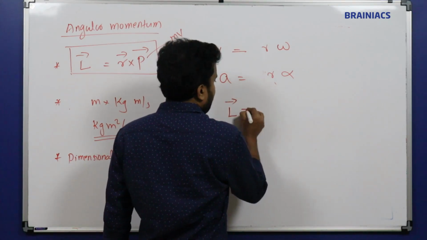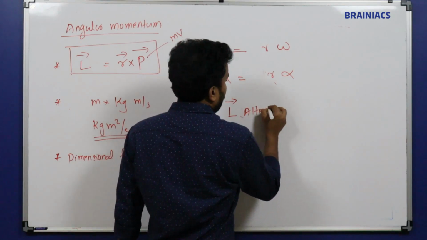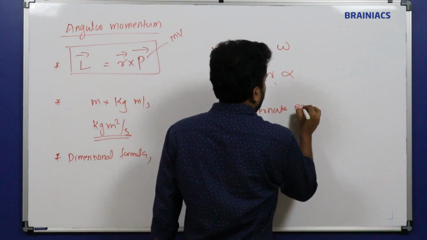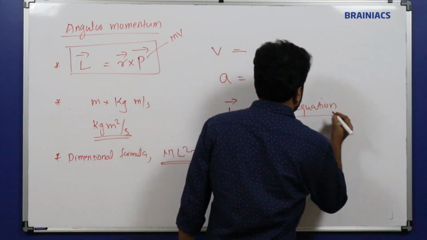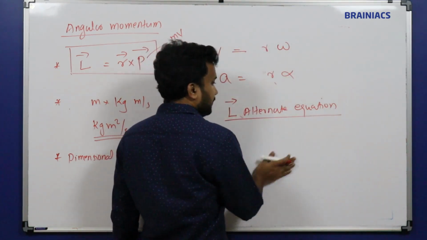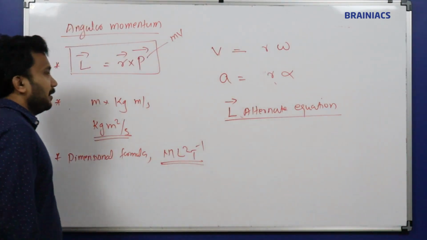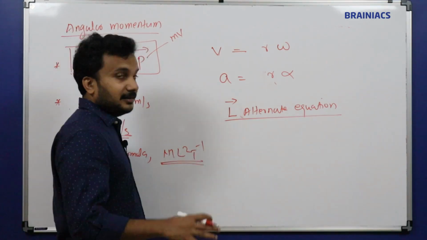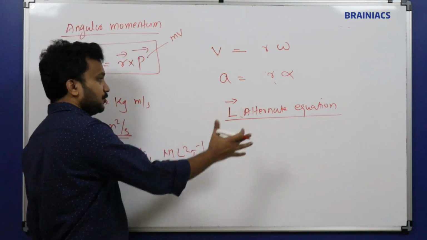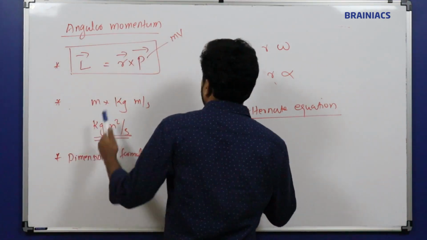Listen again here. Angular momentum, alternate equation. Why do we need an alternate equation? If something happens to the first equation, we'll use the second equation? No, it's not like that. It's not a backup tire like in a vehicle. Correct? It depends upon the question. Either I will use this one or I will use this one. So what is the alternate equation for angular momentum? Can somebody tell me?